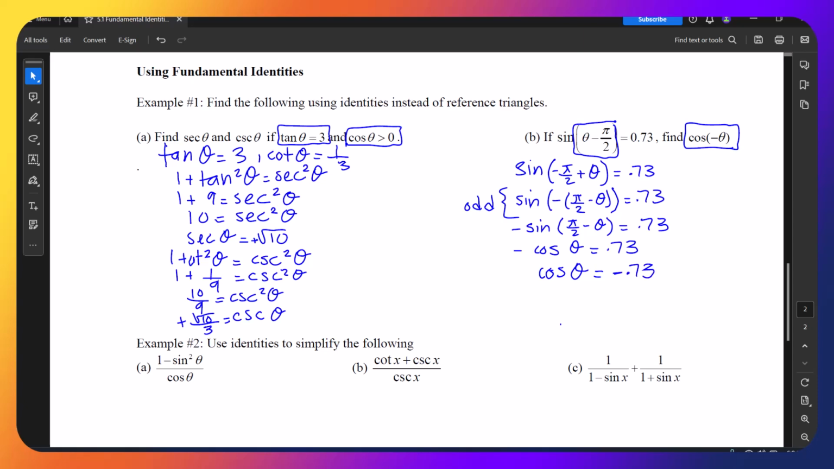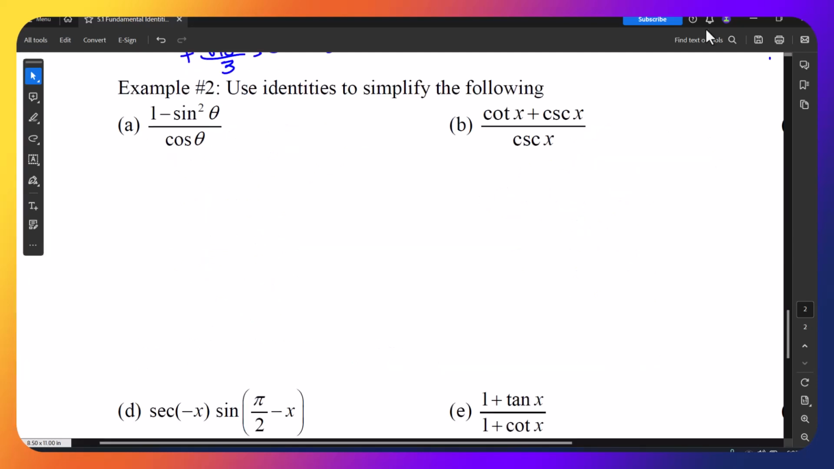Last step, I'm being asked to evaluate cosine of negative theta right here. So I'm going to say, since cosine is an even function, cosine theta is the same thing as cosine of negative theta, and therefore the value will remain as -0.73.